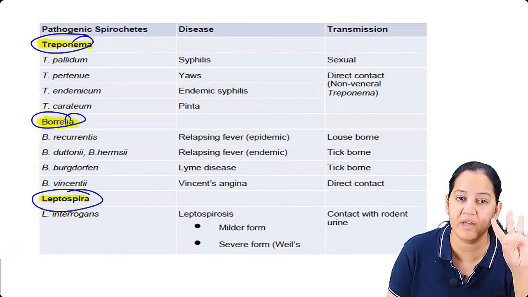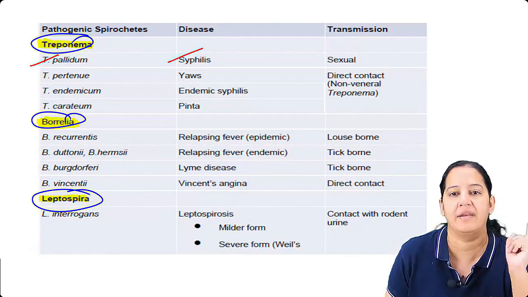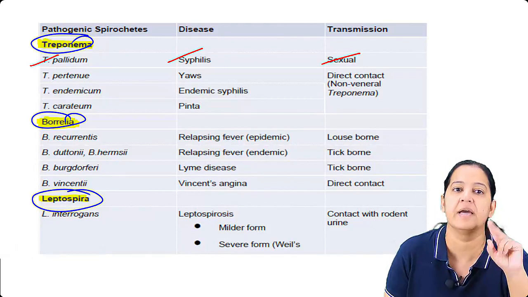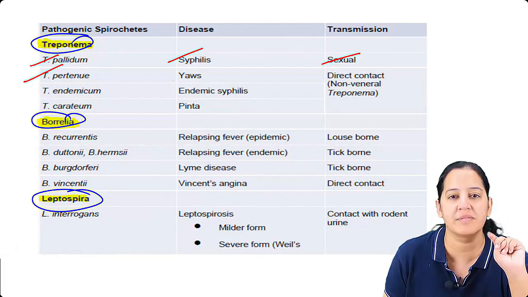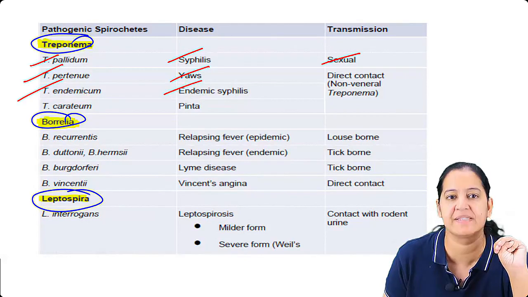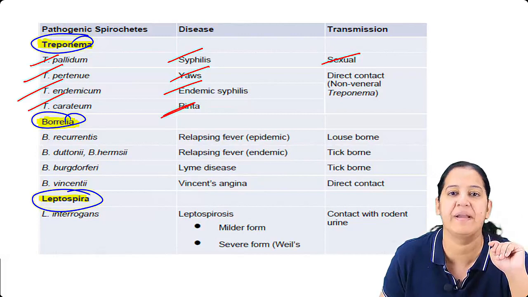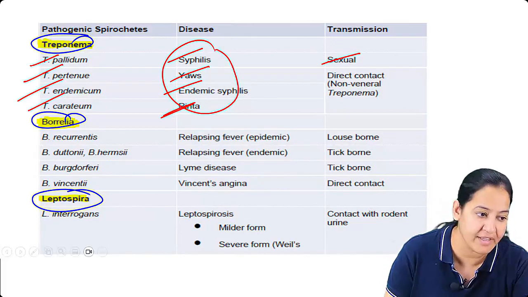In Treponema, there are four types. Treponema pallidum causes syphilis, which is a sexually transmitted disease. Treponema pertenue causes yaws. Treponema endemicum causes endemic syphilis. And Treponema carateum causes pinta. So learn the Treponema species and the corresponding disease.